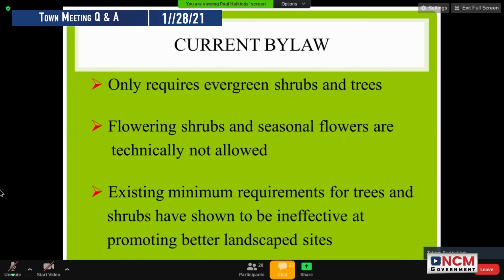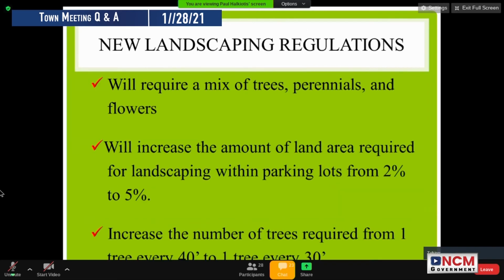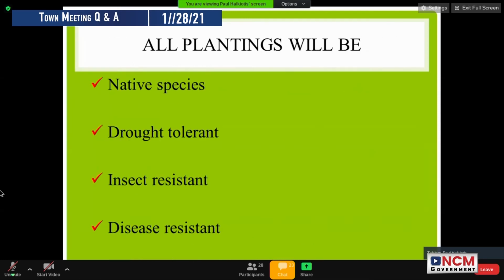And so this bylaw amendment will address the minimum number of trees and shrubs that will have to be planted on these commercial sites. It will require a mix of trees and perennials and flowers. It will increase the amount of land that's required for landscaping within commercial parking lots, currently at 2%, and that will increase to 5%. It'll increase the number of trees that are required from one tree every 40 feet to one tree every 30 feet.